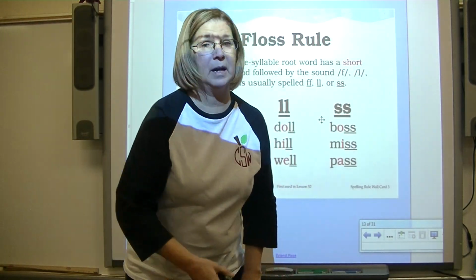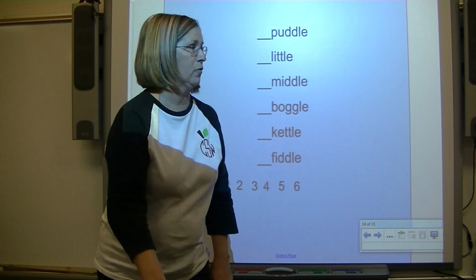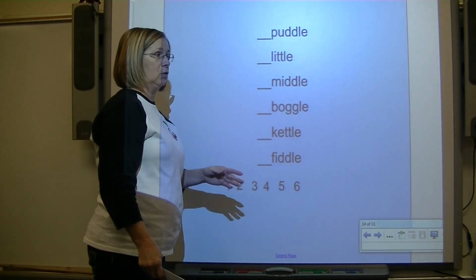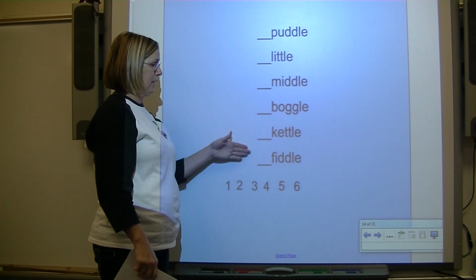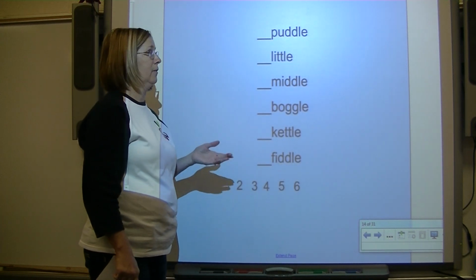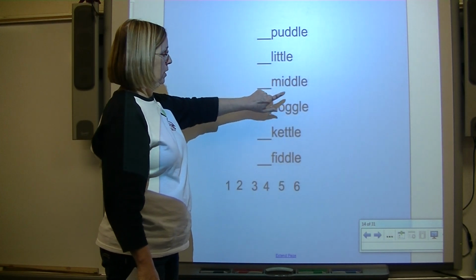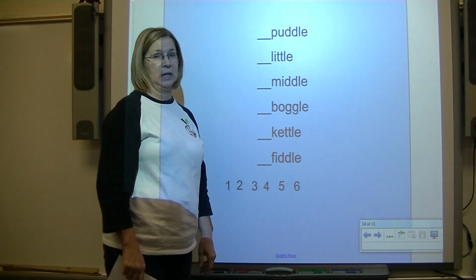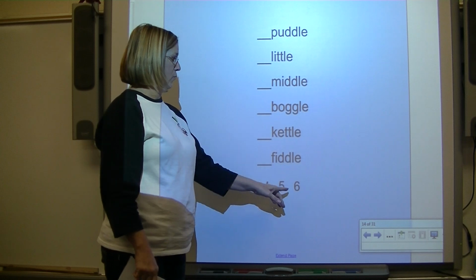Now we're going to alphabetize some words before we do our dictation. Okay, now we have a list of words, and I've got a little line beside each one. Let's count how many words we have. 1, 2, 3, 4, 5, 6. So I'm numbered down to 6 here.